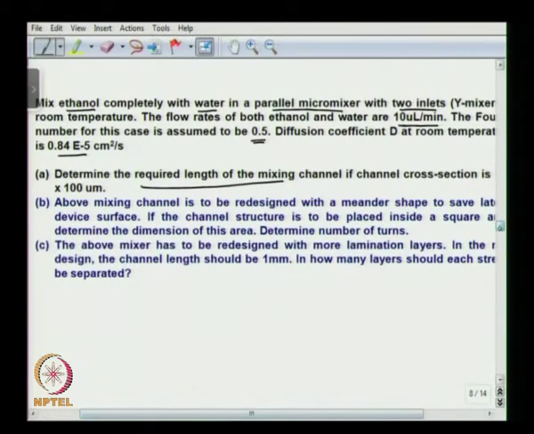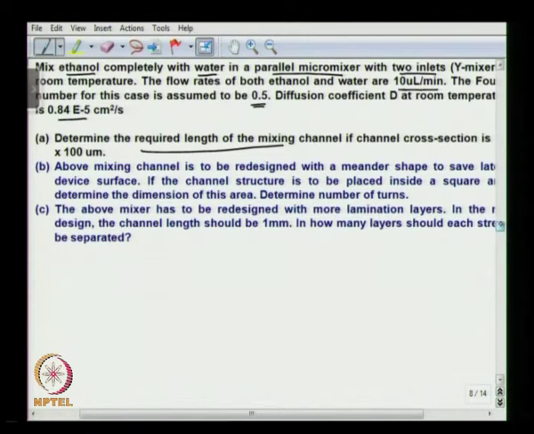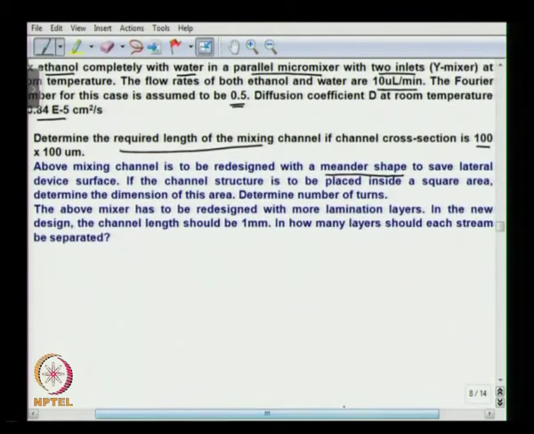So, that is first, we try to answer the first question, and the second is if the above mixing channel is to be redesigned with a meander shape or serpentine shape channel to save the lateral device surface. If the channel structure is to be placed inside a square area, determine the dimension of this area and also determine the number of turns. Okay. And the third point will be if the above mixer has to be redesigned with more lamination layers, in the new design the channel length should be 1 millimeter. In how many layers should each stream be separated. Okay.